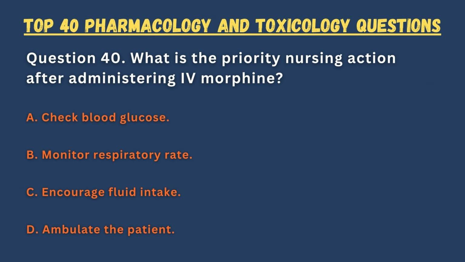Question 40. What is the priority nursing action after administering morphine? A. Check blood glucose. B. Monitor respiratory rate. C. Encourage fluid intake. D. Ambulate the patient.